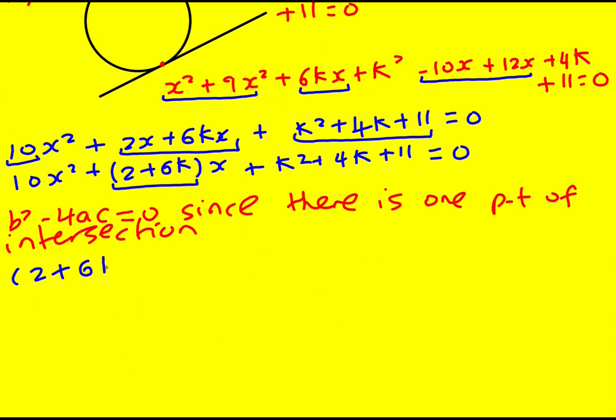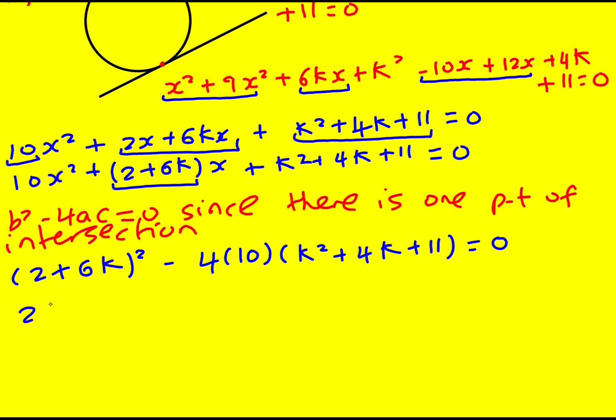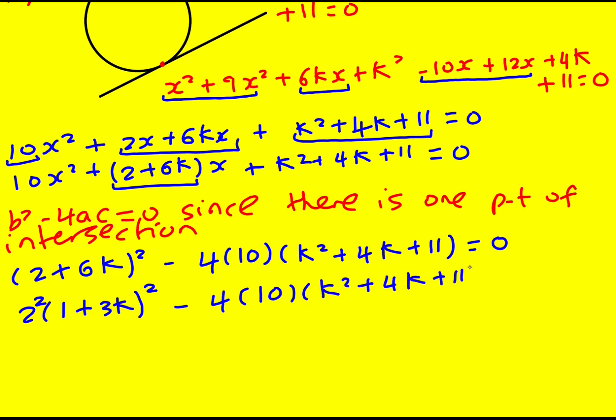So (2 + 6k)² − 4 × 10(k² + 4k + 11) = 0. I could make my life a little bit easier by factorizing out the 2, because I can square them separately and then I can cancel the 4s, just so my numbers aren't quite as big. Don't worry if you don't spot that, or if you prefer to not do things like that.